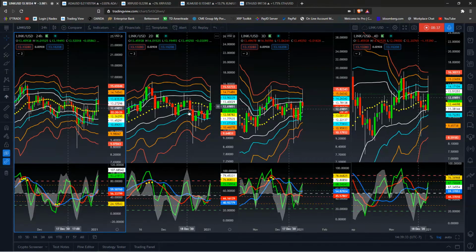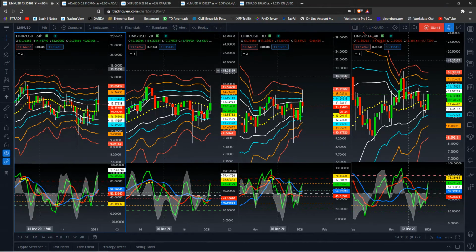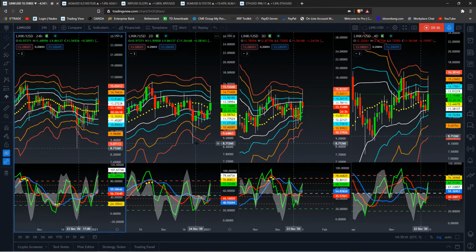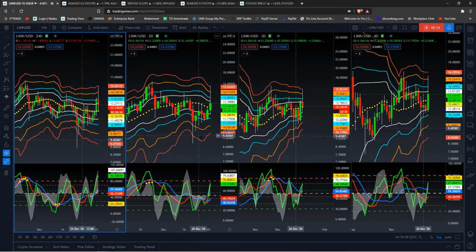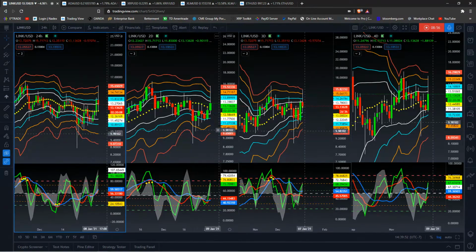So if you're just doing traditional trading where you sell high and buy low, accumulate more Link tokens in this case, then you could have sold again right here. And it's looking like this is our top. And we might be coming back down to retest somewhere down here.